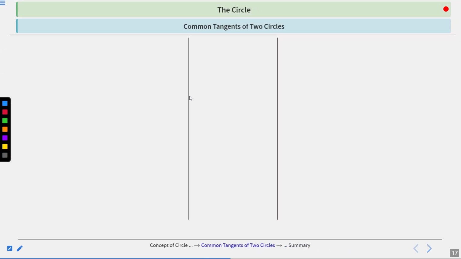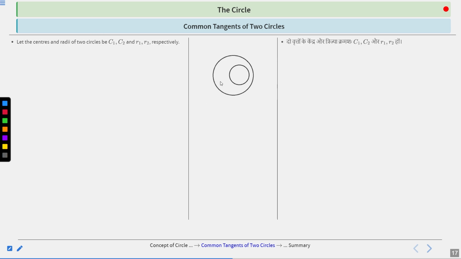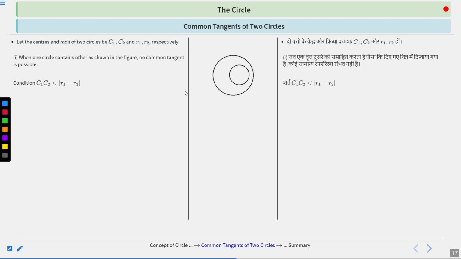Now let us draw common tangents of two circles. We are given two circles. Let the centers and radii of the two circles be C1, C2 and r1, r2 respectively. When one circle contains the other, as shown in the figure, no common tangent is possible, right? Condition should be C1C2 is smaller than mod r1 minus r2.